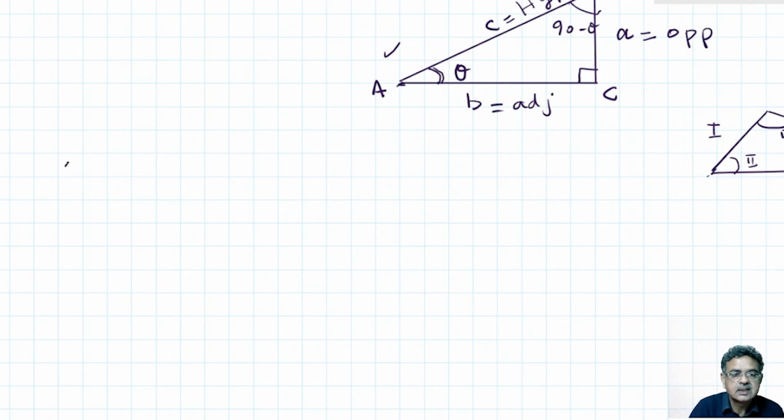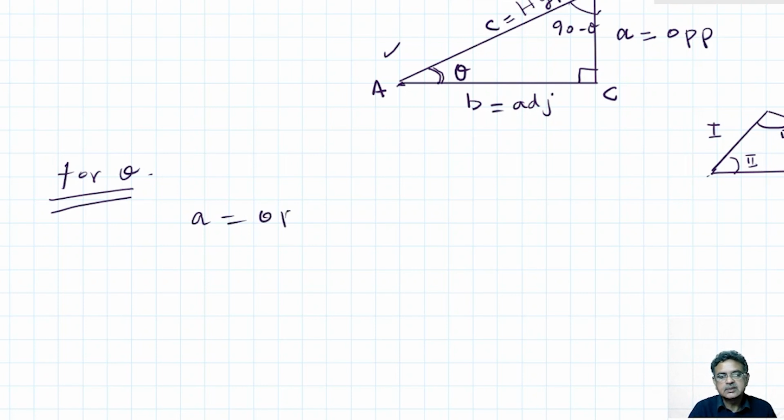So you can say for theta, if we have decided to consider theta as the angle of reference, then the side opposite to theta is opposite, and the side adjacent to theta is adjacent. Now, one thing, if you can do, I think very easily you can remember these ratios.